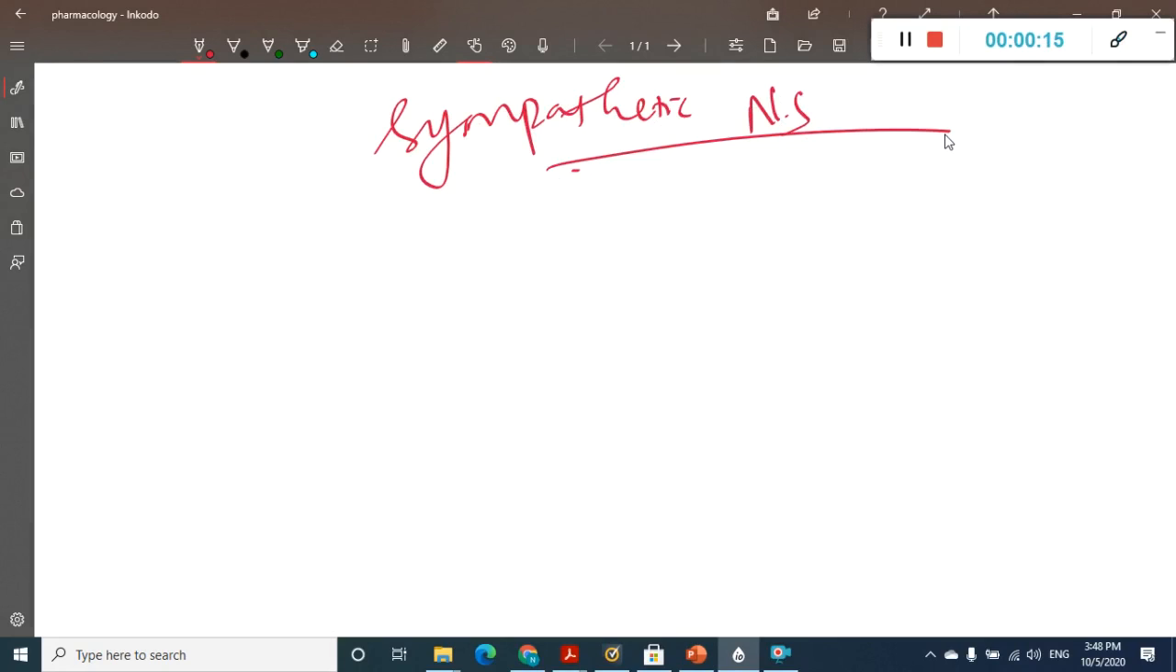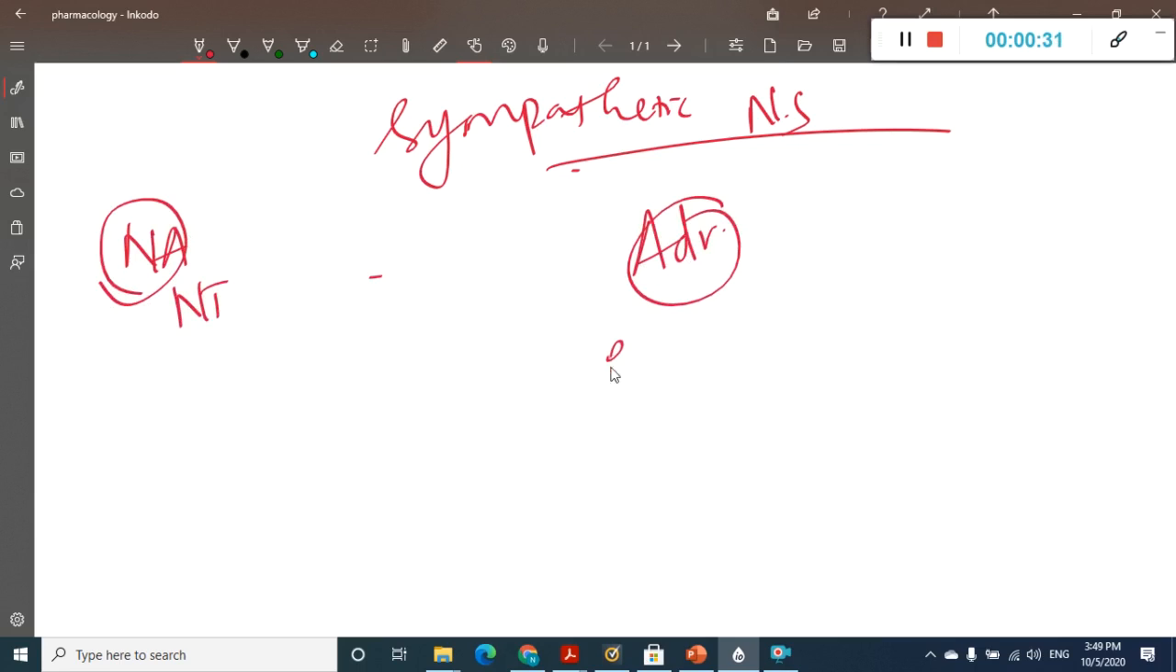In this chapter, let us now learn about pharmacology. In pharmacology, we will learn about the sympathetic nervous system. In the sympathetic nervous system, we have two important hormones, which include noradrenaline and adrenaline. Noradrenaline is a neurotransmitter, whereas adrenaline is a hormone which is synthesized or secreted in response to stress.